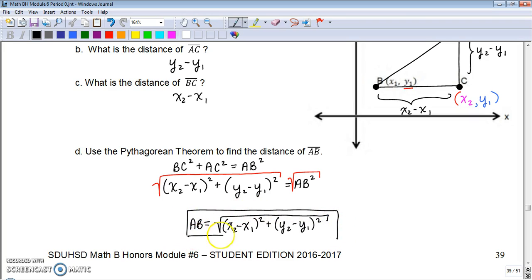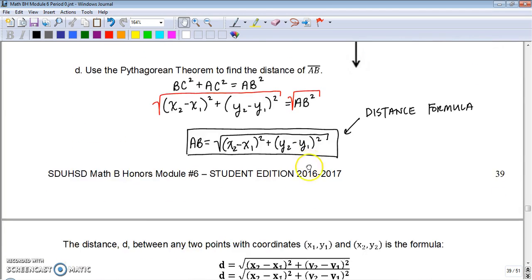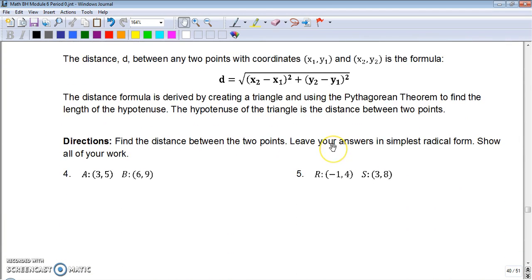And so I actually just derived, using the Pythagorean theorem, what we call the distance formula. This will give us the distance between any 2 points on the coordinate plane, specifically if the points are not vertical or horizontal, because if they're vertical or horizontal, it's really easy. Next page, there's the formula.